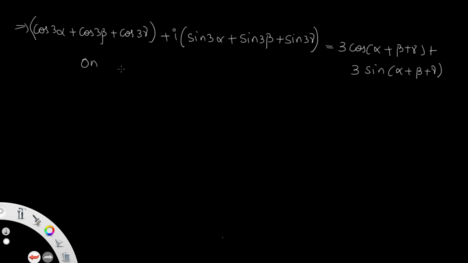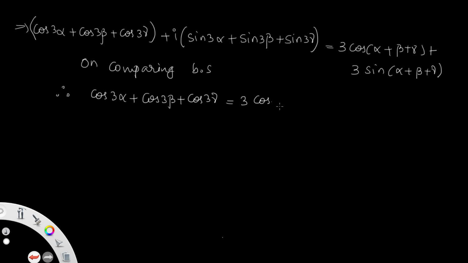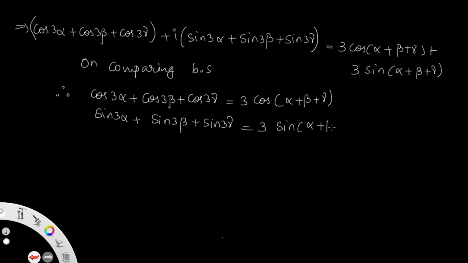On comparing both sides, therefore we get cos 3 alpha plus cos 3 beta plus cos 3 gamma equal to 3 times of cos of alpha plus beta plus gamma, and similarly sin 3 alpha plus sin 3 beta plus sin 3 gamma equal to 3 times of sin of alpha plus beta plus gamma. Hence we proved the first bit and the second bit. Similarly we have to prove the third bit.